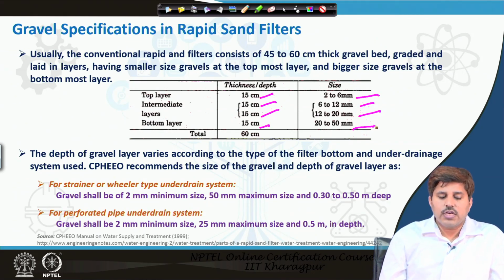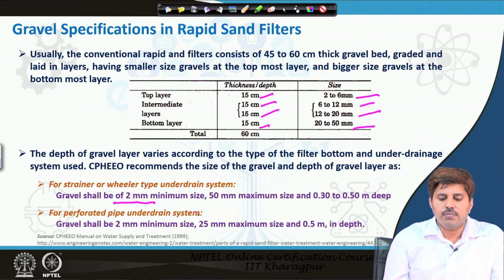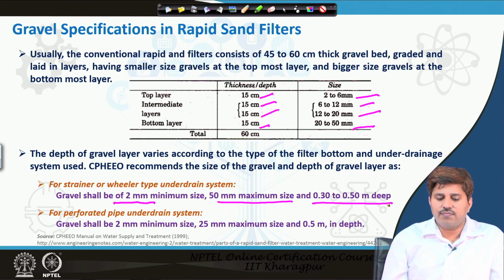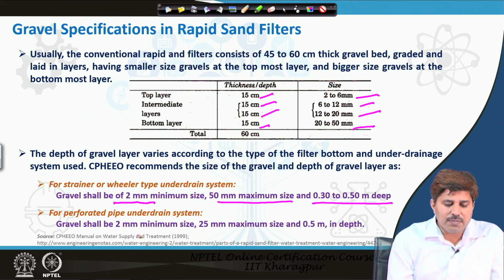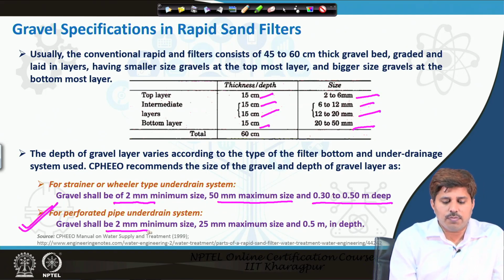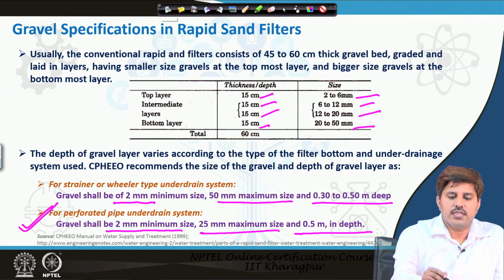The depth of the gravel layer varies according to what type of under drainage system we are using. CPHEEO recommends that for the strainer and Wheeler type of under drainage system, the gravel shall be 2 mm minimum size and 50 mm maximum size, and 0.3 to 0.5 meter deep. For the perforated pipe under drainage system, which is actually the most common one, the gravel should be 2 mm minimum size, 25 mm maximum size, and 0.5 meter in depth.